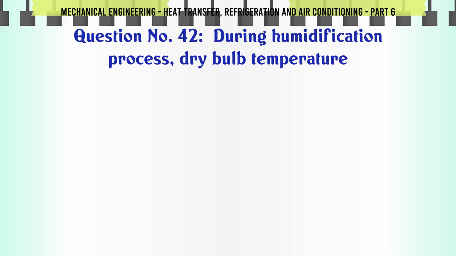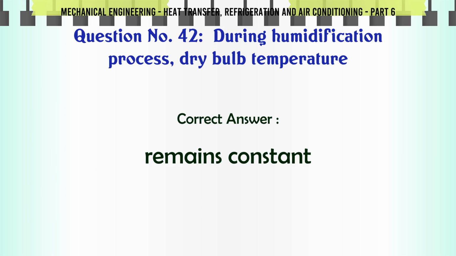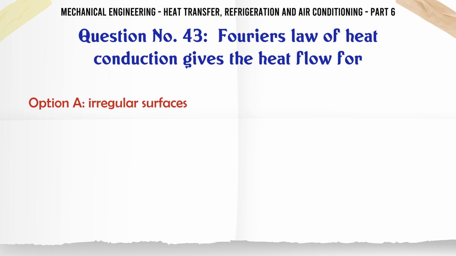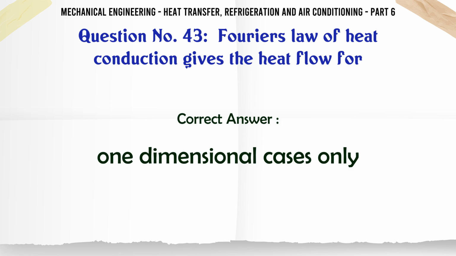During humidification process, dry bulb temperature A. remains constant. B. increases. C. decreases. The correct answer is remains constant. Fourier's law of heat conduction gives the heat flow for A. irregular surfaces. B. non-uniform temperature surfaces. C. one-dimensional cases only. D. two-dimensional cases only. The correct answer is one-dimensional cases only.